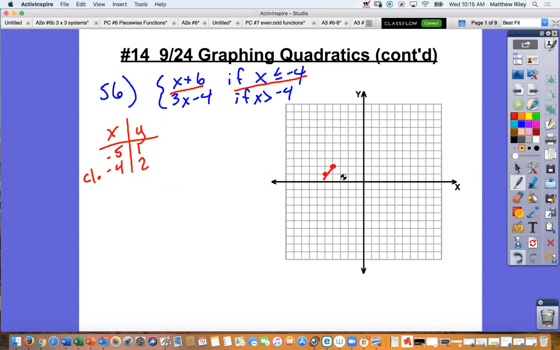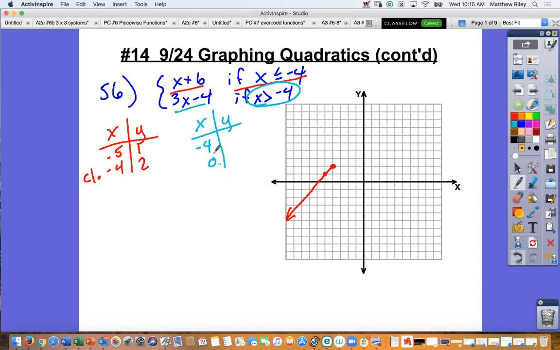Sorry, that's a terrible line. So everything less than that, just like that. I'll do the other one in light blue. So I only use this equation when x is greater than -4. So I still have to start with -4, but I want everything greater than that, and I'll go ahead and pick like 0. I could have picked -3, that's fine.